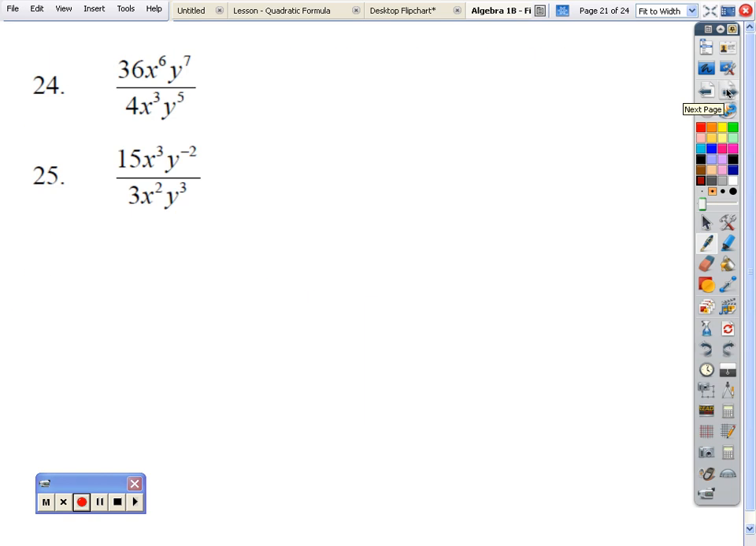Okay, 24 and 25 are similar in that you're following the laws of exponents, but we have a numerator and a denominator. So the trick here is to remember that you actually subtract. And again, I can show you why that works on number 24. So I'm going to do that.